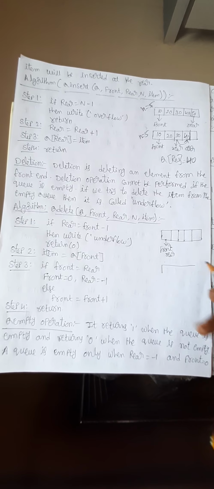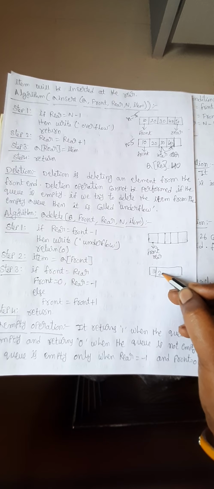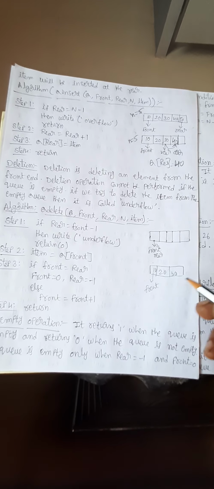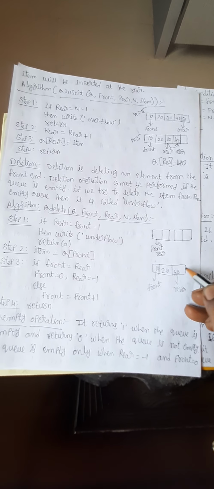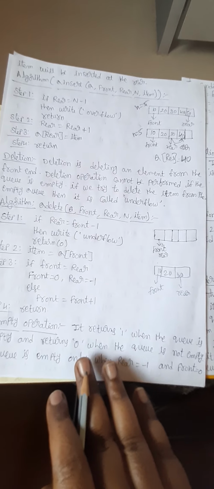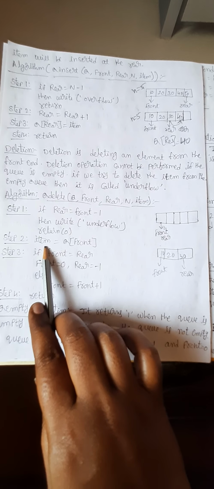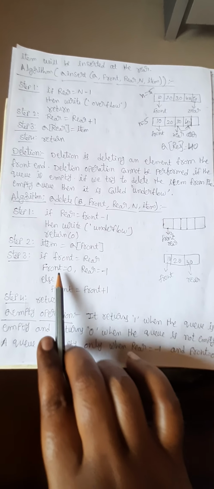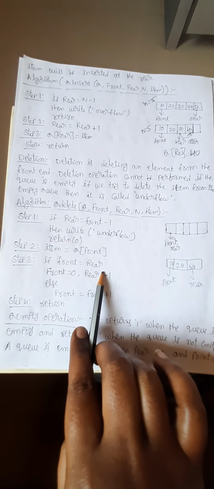Then, for example, if the queue contains the elements 10, 20, and 30, this is the front position and this is the rear position. Here it contains 3 elements, so what will happen is item equals q of front. That means it has to remove the element from the front position.